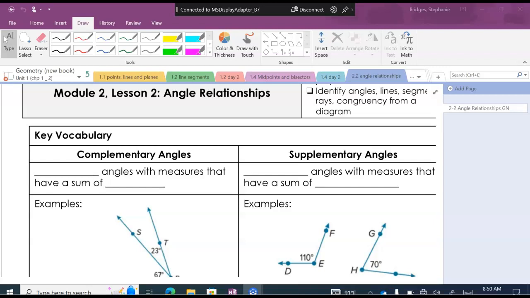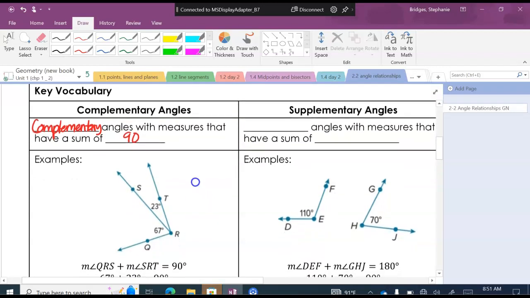Okay, you see that word up there, complementary angles? That's also the first word we're going to fill in. Complementary angles are angles who add up or have a sum of 90 degrees. Two angles who add up to equal 90 degrees. That's what complementary means. Okay, two angles that add up to be 90 degrees.